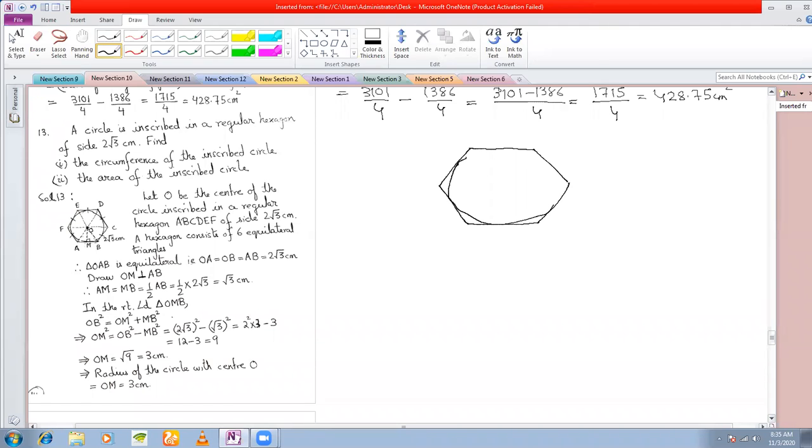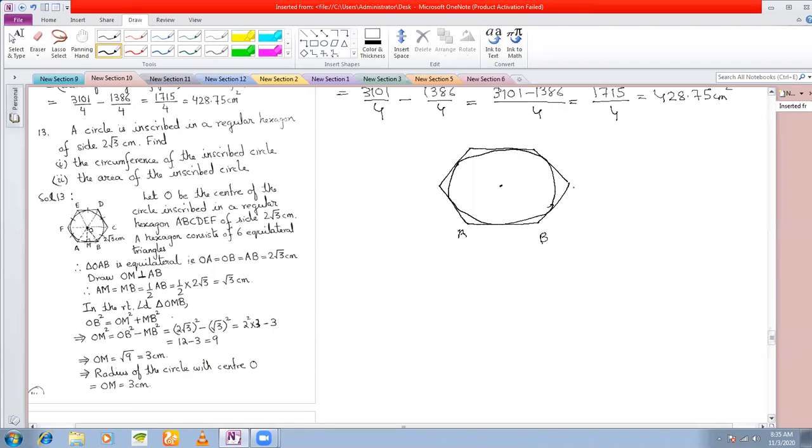My figure is not too accurate, but the idea would be fine. This is a circle that is inscribed in a regular hexagon. This is the center. The question is, find out the circumference of this inscribed circle and the area of the inscribed circle. And the side of this regular hexagon is 2√3.